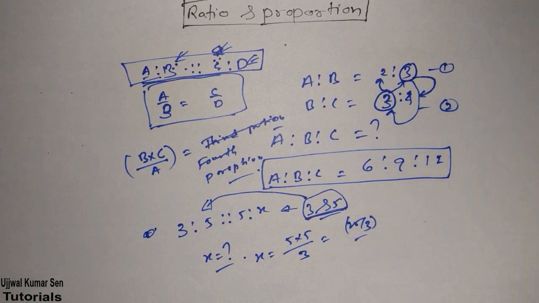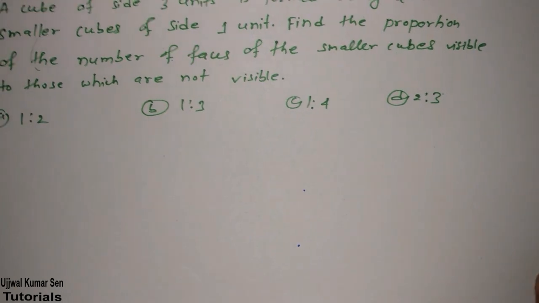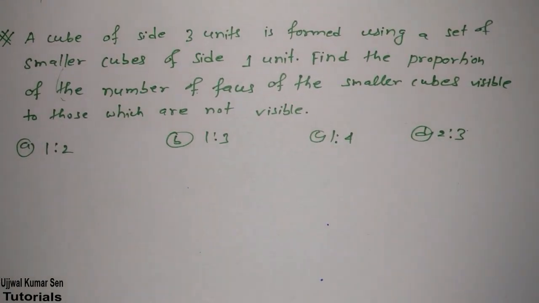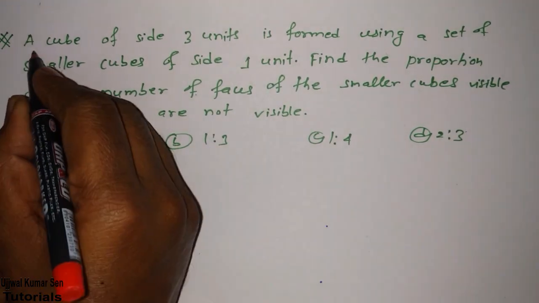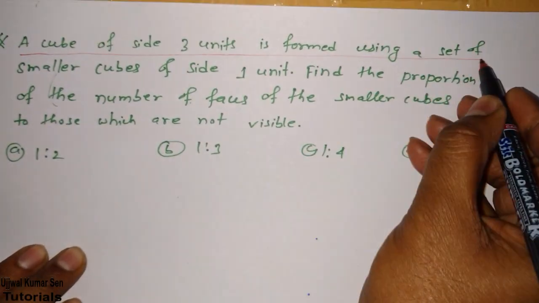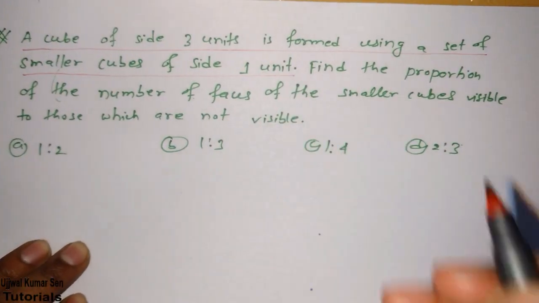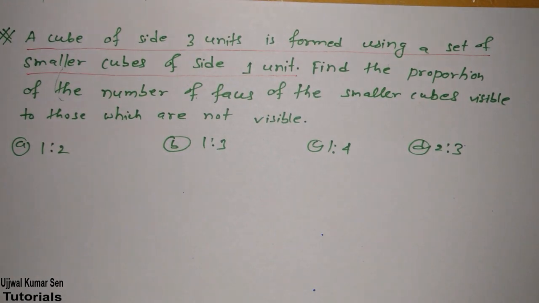So let's go for the problem which has been asked in GATE. So this is a concept, this problem has been asked in GATE, and in this question what they said: a cube of side 3 units is formed using a set of smaller cubes of 1 unit. If anybody can understand these 1.5 lines, then you can easily solve the problem. So the main factor is to understand this 1.5 line.